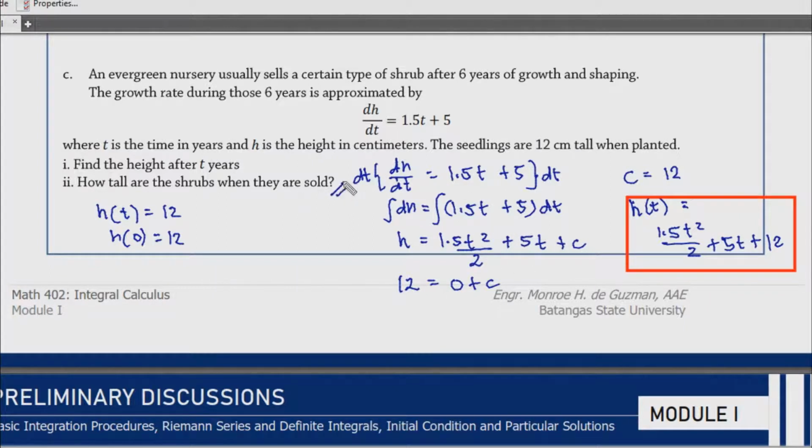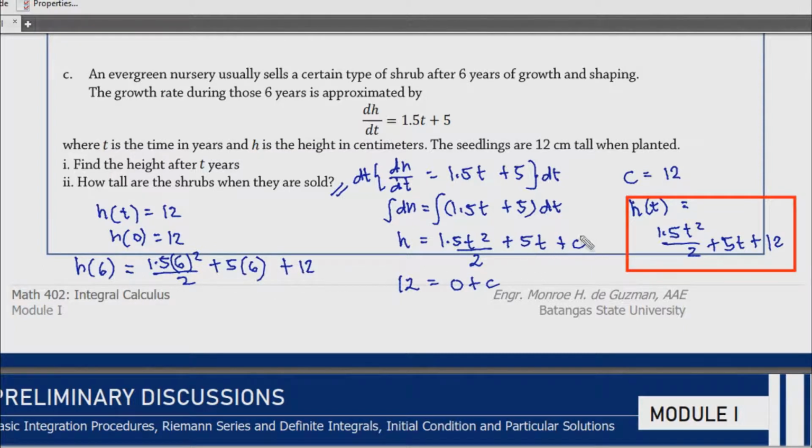Now, how tall are the shrubs when they are sold? Now, sabi dito sa first sentence ng problem, sinesell daw natin siya after 6 years. So, if t is equal to 6, what height could that trees be? So with this, we compute for h of 6, that is 6 years. This is equal to 1.5 times 6 squared over 2. I'm using this equation plus 5 times 6. And then of course, you have to add your 12.